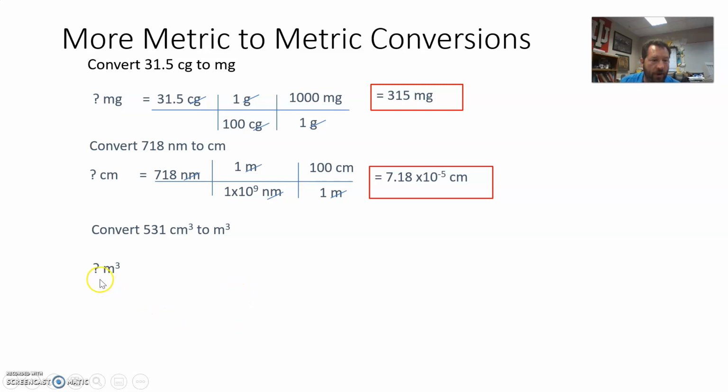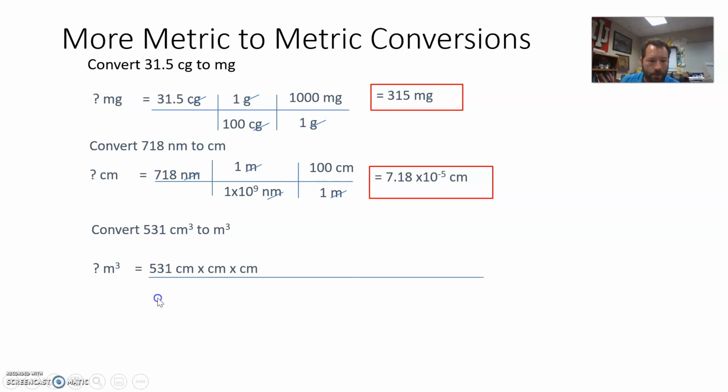So I'm going to start off by writing question mark, meters cubed, that's what I'm looking for, is equal to, and here's my trick, my hint, my suggestion. Centimeters cubed should be written as centimeters times centimeters times centimeters. It's the same thing, right? 5 cubed would be 5 times 5 times 5. Centimeters cubed is the same thing. So I recommend you write that out.